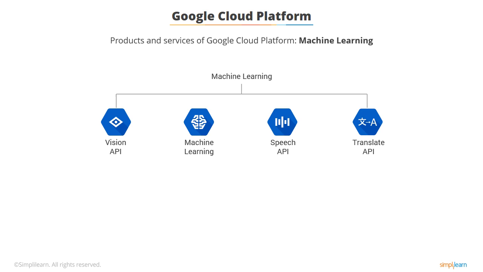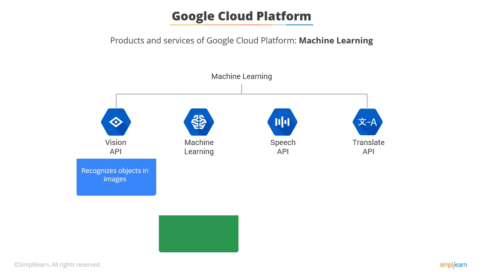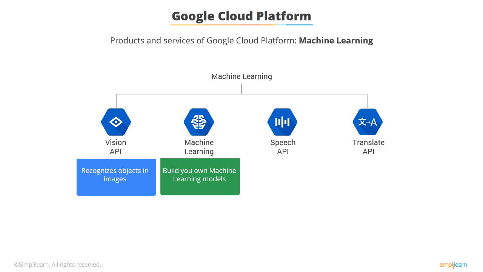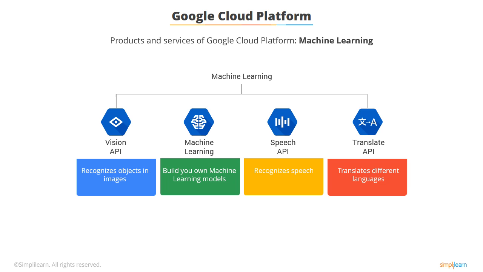They have a vision API that can recognize things in a picture. It can tell if your pet is a cat or a dog, which is pretty interesting. There's general machine learning, so you can build your own models. They've designed a speech model so that it can recognize speech. And there's another model for translation between languages. So you can build your own models, or you can take some of these existing ones and incorporate them in your application.